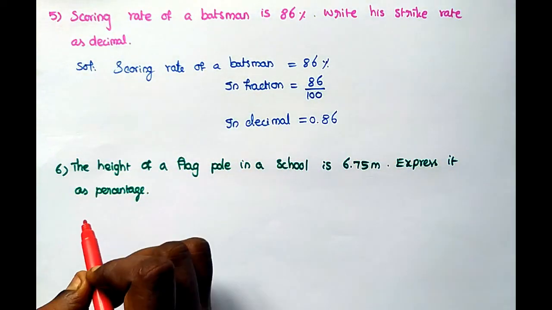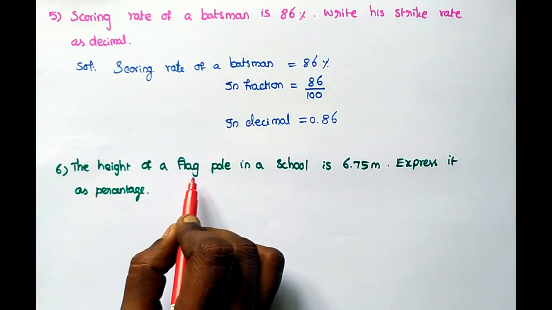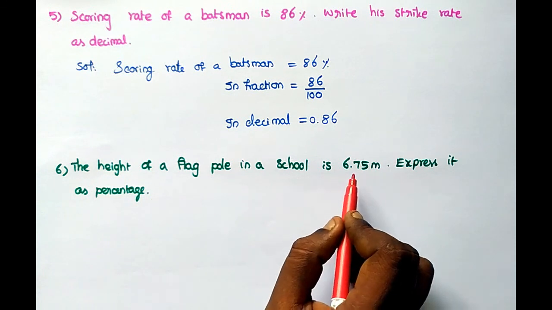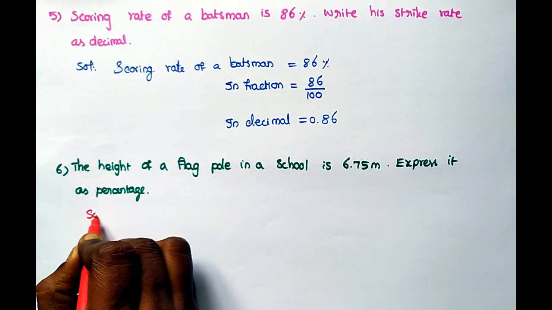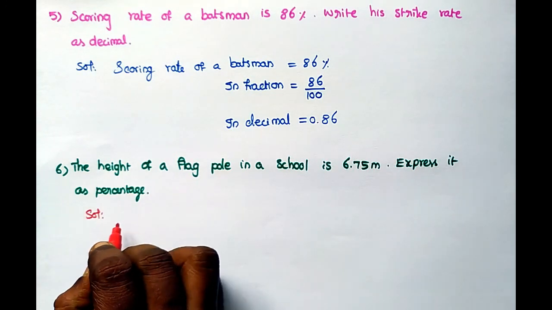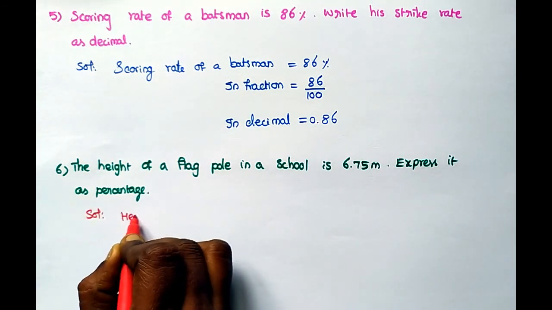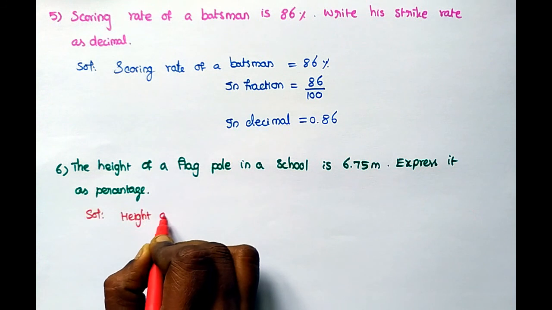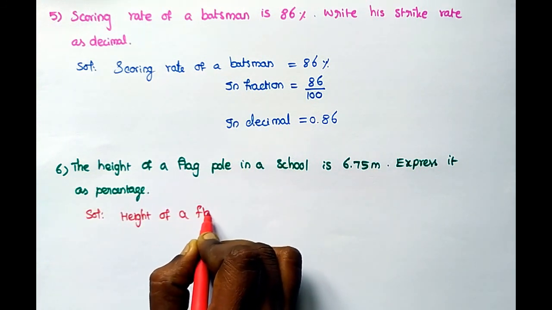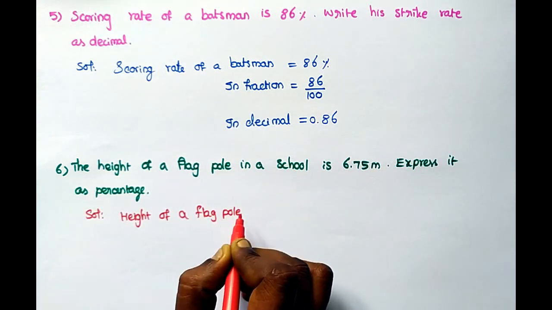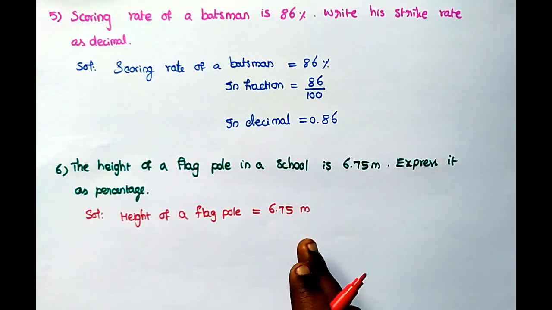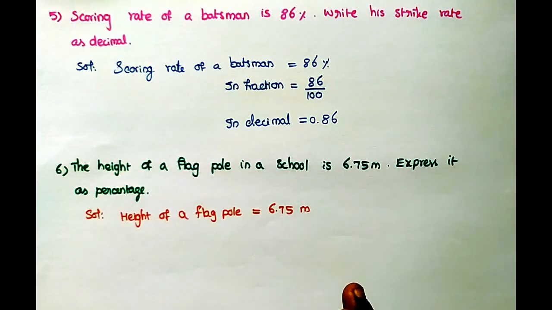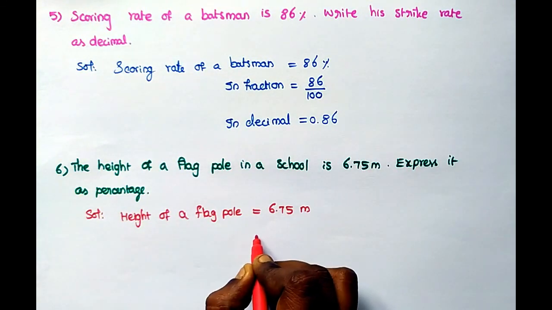Next one, sixth sum, the height of a flagpole in a school is 6.75 meter. Express it as percentage. Listen, height of a flagpole equal to 6.75 meter. Change into percentage means multiply with 100.